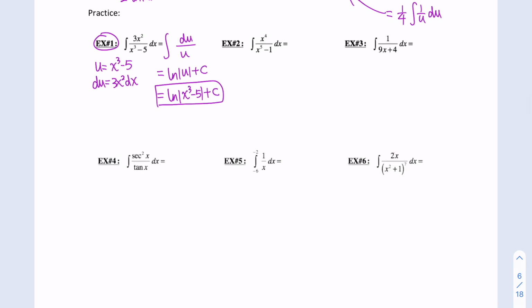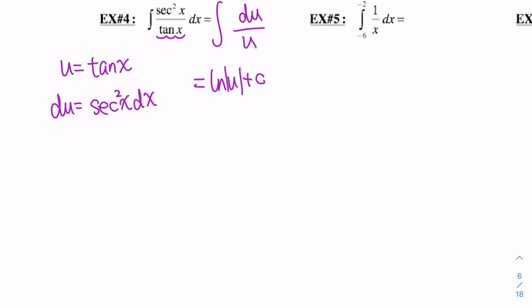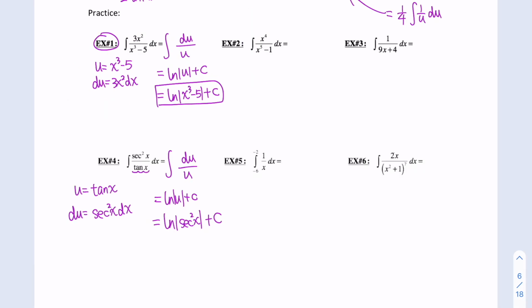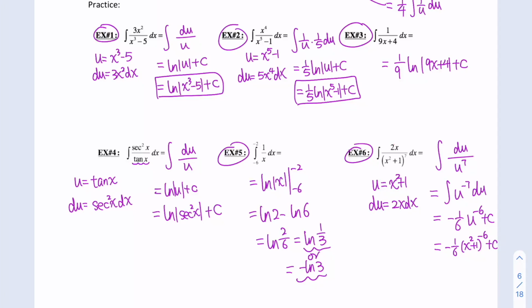Now we plug u back in: ln of x cubed minus 5 plus c. This is our final answer. Let's look at example 4. In this case, as we know, the derivative of tangent gives us secant squared. So we define u as tangent of x, so du will be secant squared dx. We replace everything using u and du. So du over u is ln u plus c, which equals ln tangent of x plus c. Now you can pause the video for 2 minutes and finish examples 2, 3, and 6. You can compare your answers with mine, and if you have any questions, please let me know.